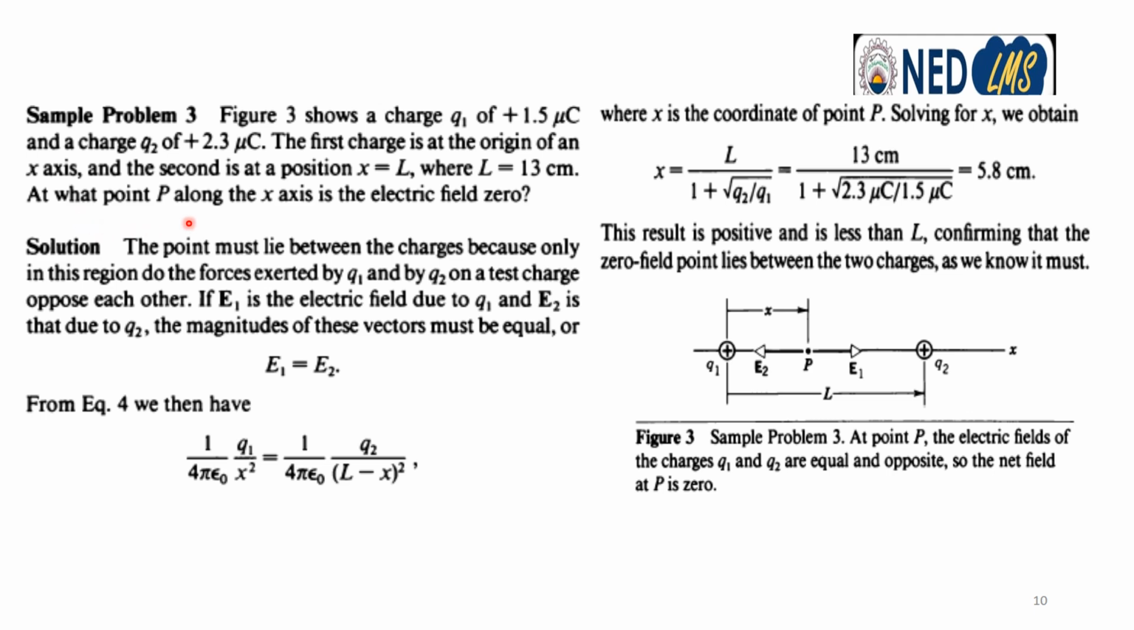At what point P along the x-axis is the electric field 0? Now move on to figure 3. This is figure 3. We have two charges, q1 and q2, where q1 is placed purely on the origin and q2 is placed purely on the x-axis from the origin of q1. Okay, q1 is on the origin and q2 is on the x-axis, in the direction of positive x-axis.